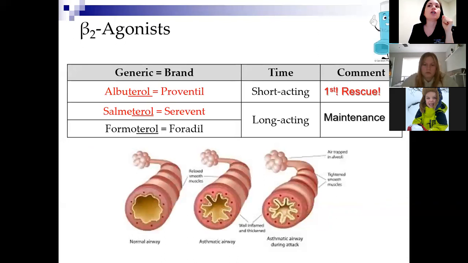So for our beta 2, we have short-term and we have long-term. The short-term is what we call the rescue inhalers, and that's albuterol or Proventil. And then Serevent or Foradil are our long-acting maintenance. So that's for somebody that knows that they don't just need a rescue inhaler, they need something every so many hours.